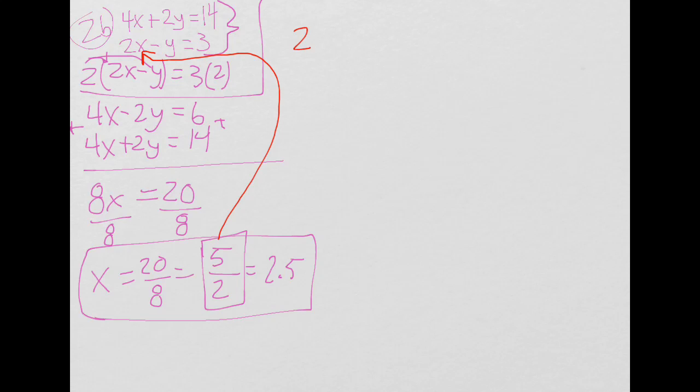So I'm going to do that. 2 times our fraction, 5 halves, that value of x, minus y equals 3. Now we want to simplify and solve for y. Well, 2 times 5 divided by 2 is just 5. So we get 5 minus y equals 3.